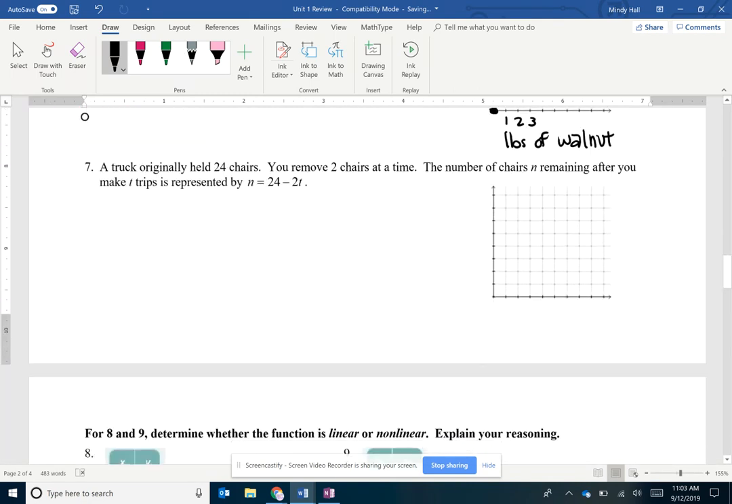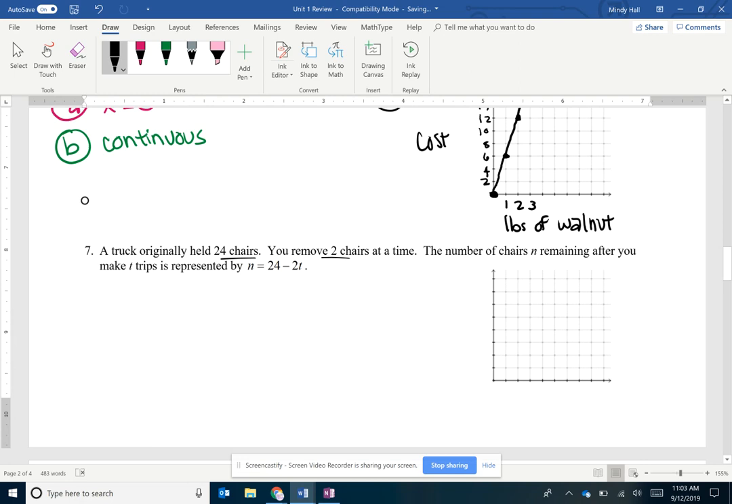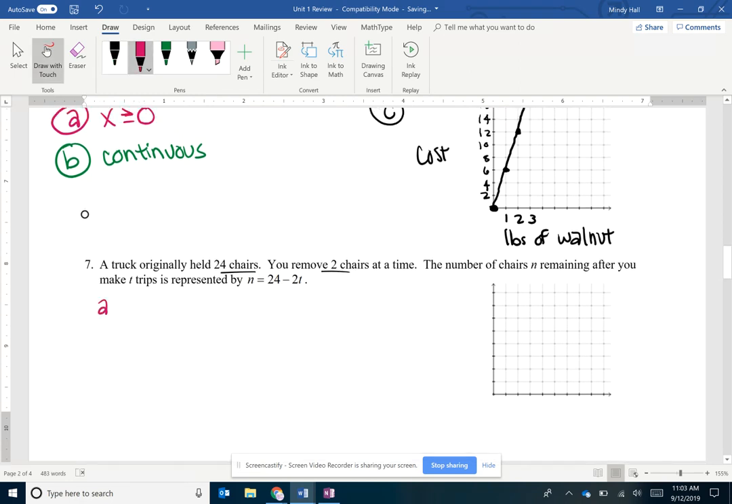Okay, so a truck originally held 24 chairs. You remove 2 chairs at a time. The number of chairs n remaining after you make t trips is represented by n equals 24 minus t. So, starting with reasonable domain. I have a maximum number of chairs that I can have. And when I have that maximum number of chairs, I've made 0 trips. Okay? So then, because t is trips. So then, thinking about only having 24 and removing 2 at a time, that means the most number of trips I will have to take is 12 trips. So my domain is going to go from 0 to 12.